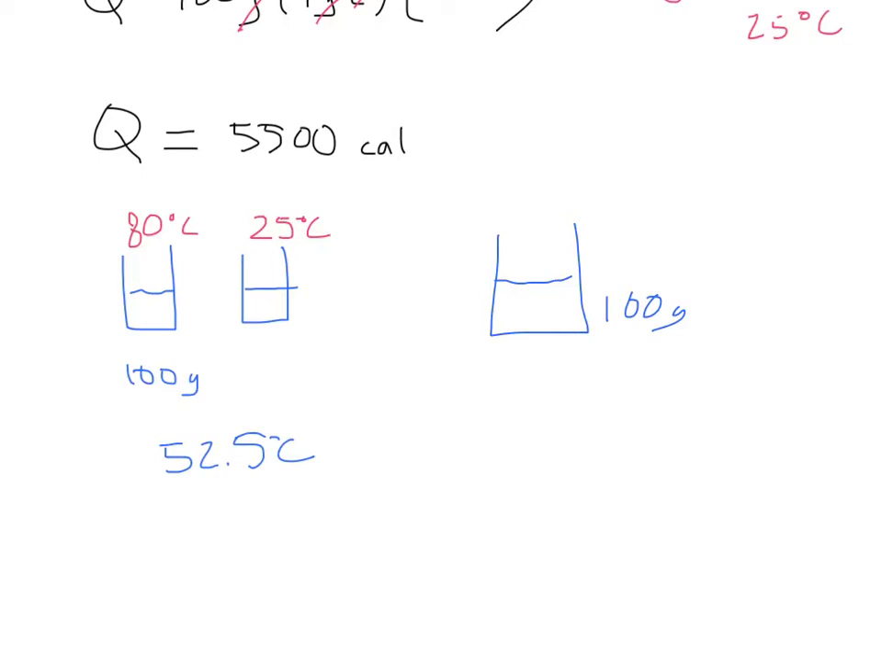Okay, so 100 grams of water, and then I have 100 grams of a certain metal. We don't know what the metal is. 100 grams of metal. Okay, we heat the water to 80 degrees Celsius. But the metal is room temperature, 25 degrees Celsius, okay? So, I get this cold metal, and I put it into the hot water.